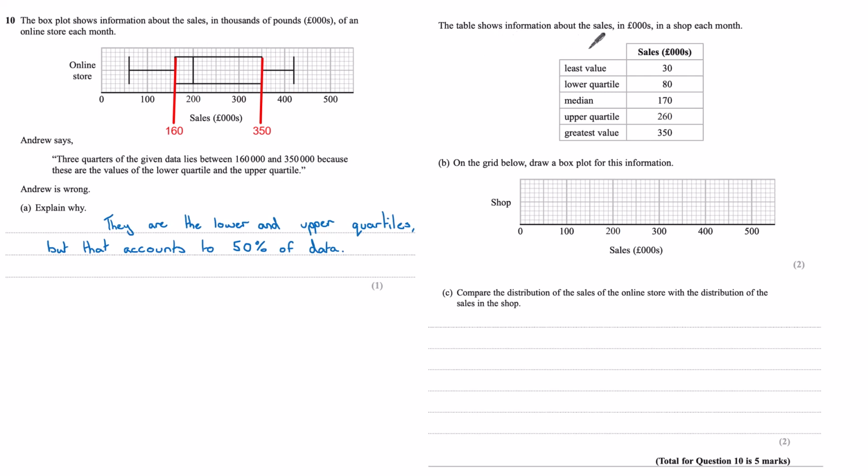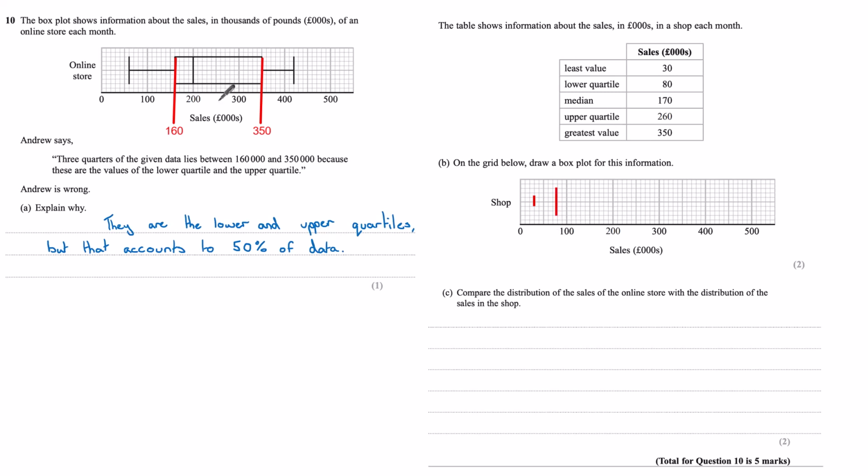The table shows information about the sales in thousands in a shop each month. On the grid below, draw a box plot for this information. So we've got the least value is 30, so we put a line here for the lowest value. The lower quartile is the lower line of our slightly bigger box, so at 80.